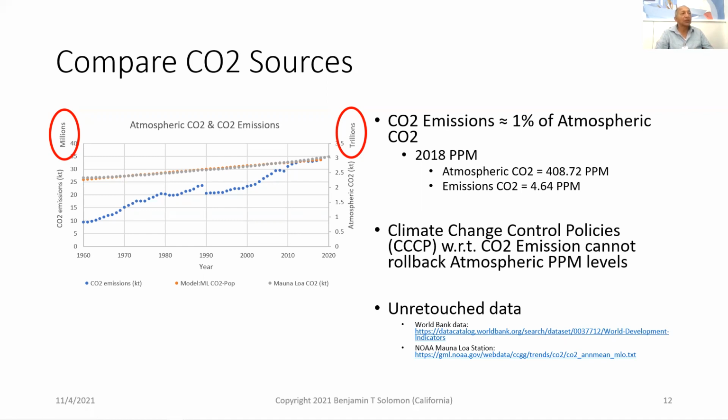So climate change control policies with respect to CO2 emissions cannot roll back atmospheric ppm, because the max you can do, even if you achieved it overnight, let's say in the next 5 years, 2026, you brought carbon dioxide emissions to 0, it will not alter this. It will drop from 408 to 403. We removed all this carbon emissions. So the story here is that there aren't enough existing carbon emissions for climate change control policies with respect to CO2 emissions to alter global warming.